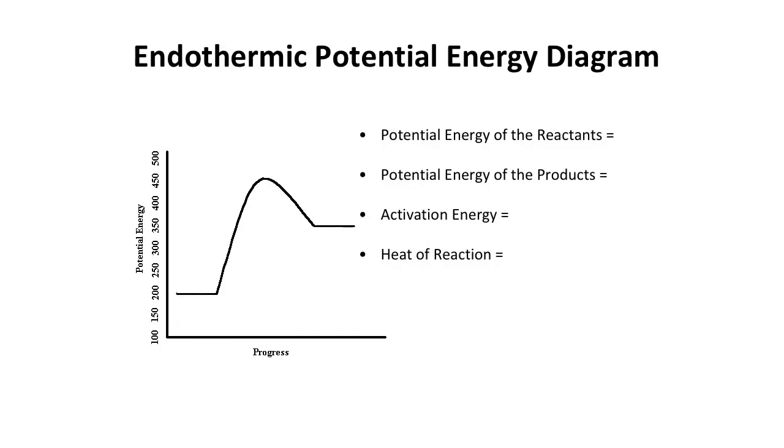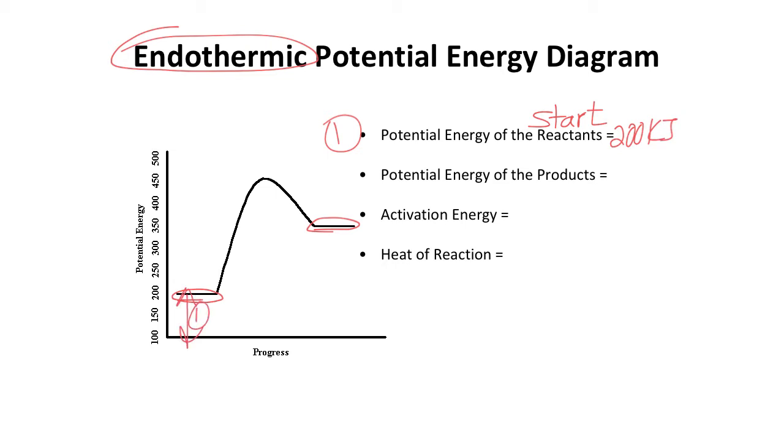So this diagram here shows us an endothermic reaction. We know that it's endothermic because we are starting at 200 and ending at about 350. Therefore, the reaction is gaining heat. Heat is going in, so it's endothermic. We have the same data points that we did previously. So potential energy of the reactants. Reactants is what we have at the start of the reaction. So the energy at the start is 200 kilojoules. So that would be right here.